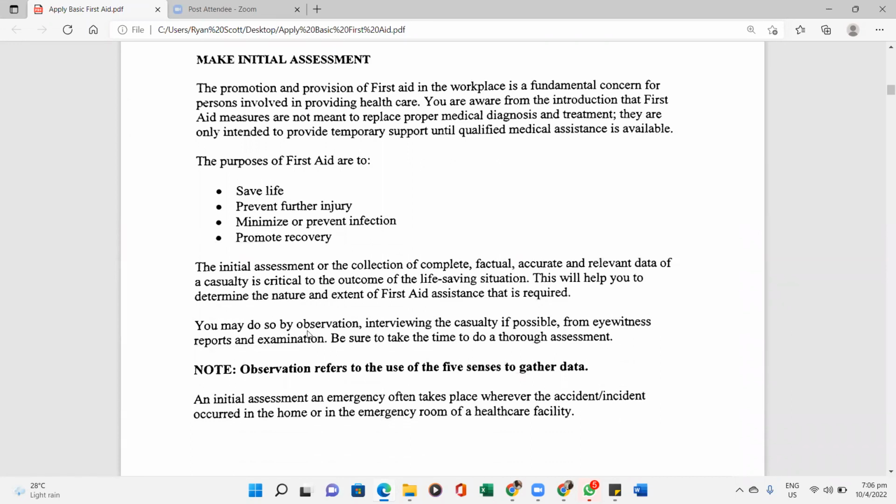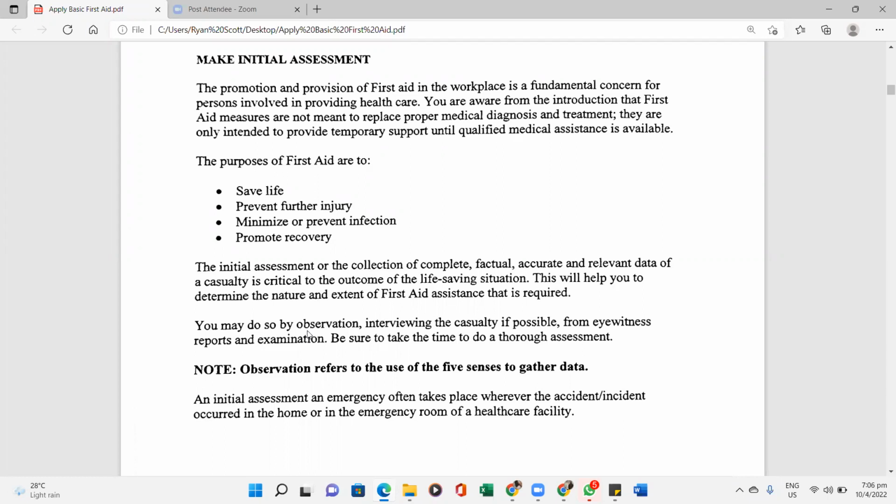All right, so we're now going to look at the different aspects, right? So the first one is make an initial assessment. Okay. And so the purpose of first aid is to one, save life, prevent further injury, minimize or prevent infection, and promote recovery. Okay.